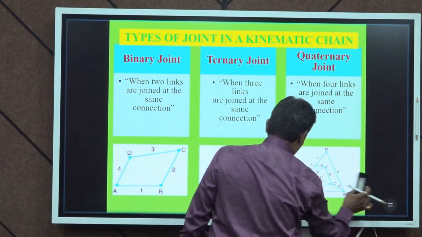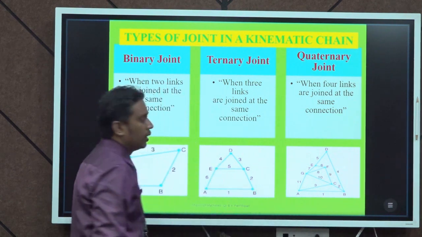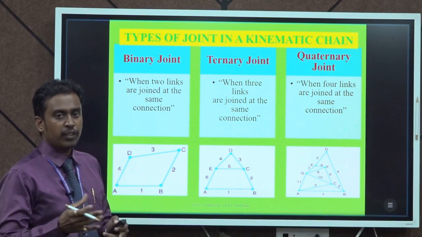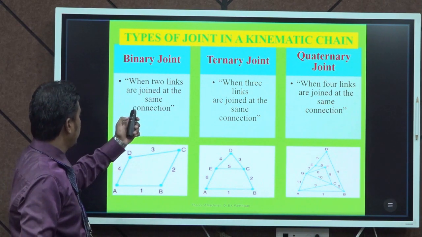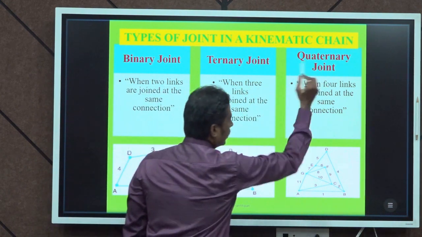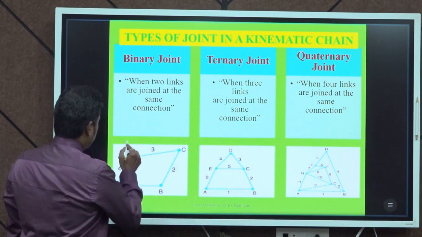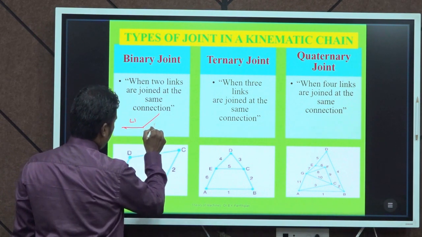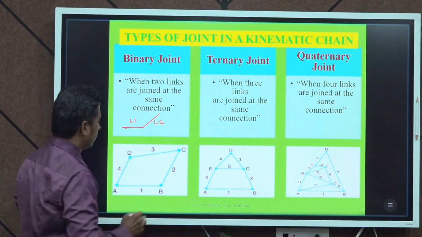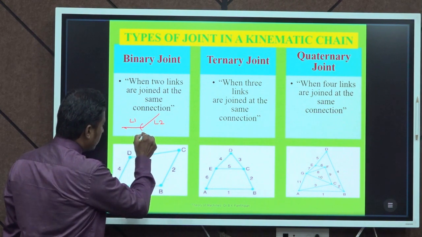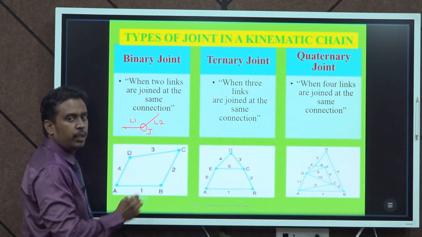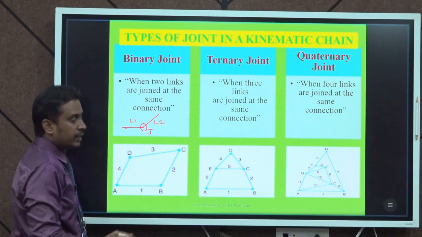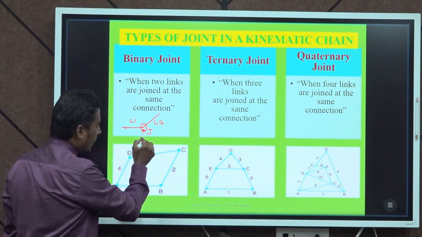Now, let us discuss the various types of joint which we are using in our mechanism structures. In a kinematic chain, the joints are classified into three types. First one is binary joint, second one is ternary joint, and third one is quaternary joint. Let us consider this is link 1 and this is another link. Link 1 and link 2 are going to be connected. So, here this joint is made between two links. When two links are joined at the same connection, then this joint is known as binary joint.